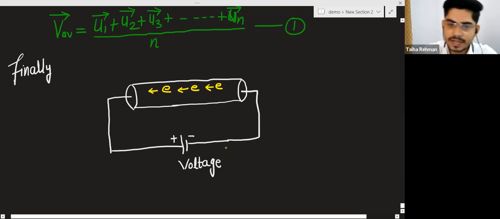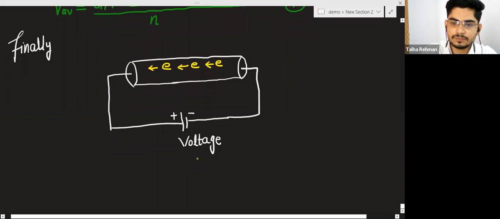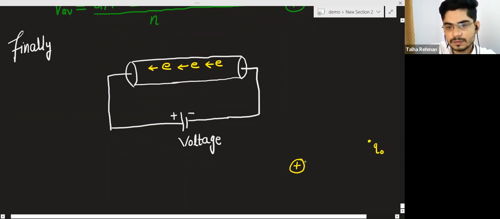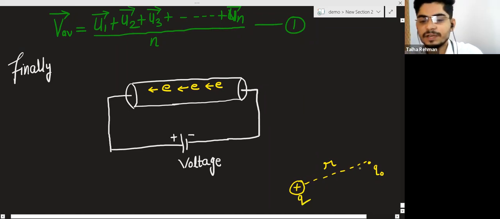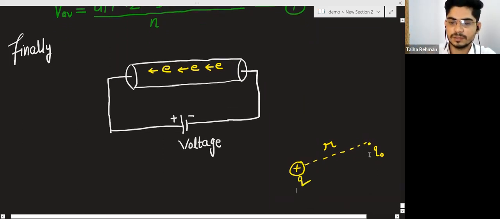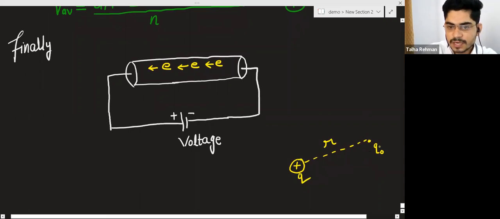We know that the direction of electric field is from positive to negative in electrostatics. If you don't know, then I am telling you. Here is a positive charge Q, and here is a test charge, a very small charge, at some distance. We want to check the direction of electric field.